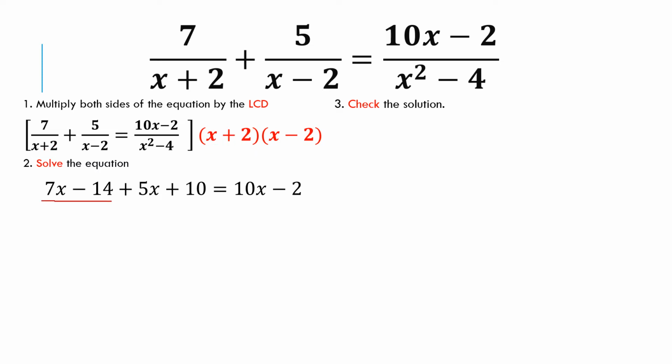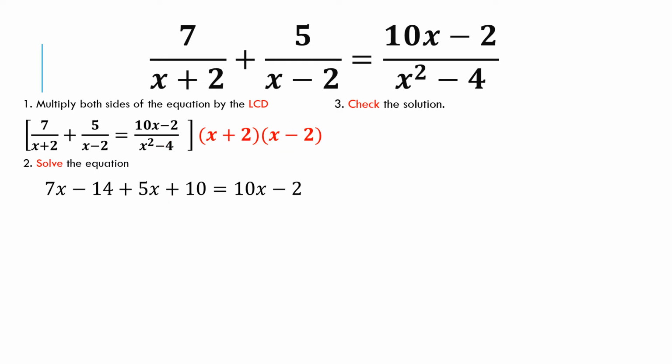Next term, i-multiply natin. So ito, cancel out ang x minus 2. Pareho silang may x minus 2. Ang natira is ito na lang, multiplied by 5. So magiging 5 times x and then plus 5 times 2 is 10. Equals, so we have here x squared minus 4. So ito is also equal to x squared minus 4. So na-cancel na yan, or na-divide na natin siya. Ang natira na lang is 10x minus 2. This is now our equation.